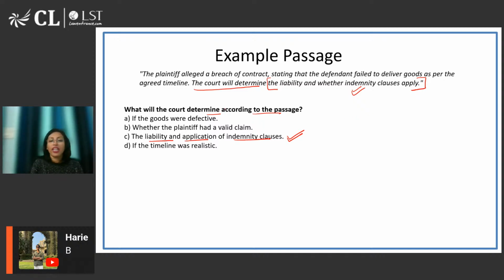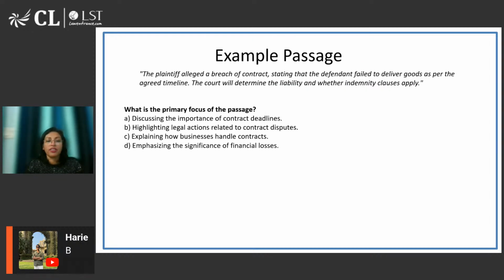Whether the goods were defective was not the problem. The problem was that the defendant had failed to deliver goods as per the agreed timeline. So we are not determining if the goods were defective, and also not whether the plaintiff had a valid claim. The court will find out whether the defendant is liable and if there is any indemnity clause that is valid. Whether the timeline was realistic is not the court's judgment at all. So therefore the correct answer will be C.